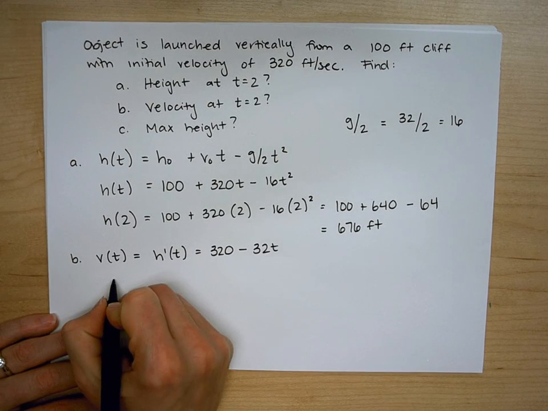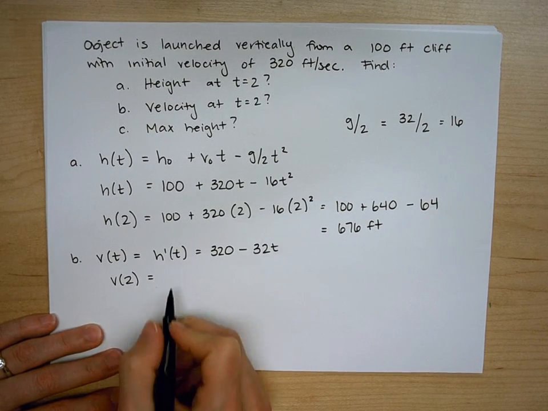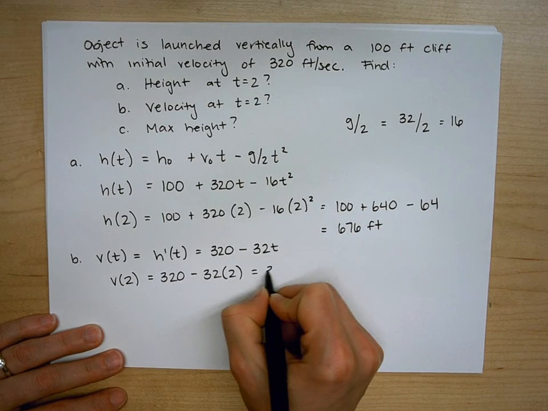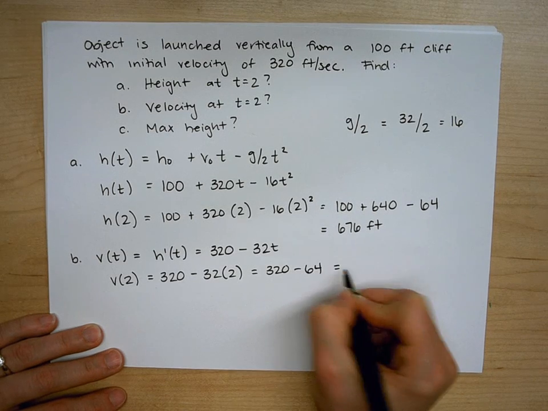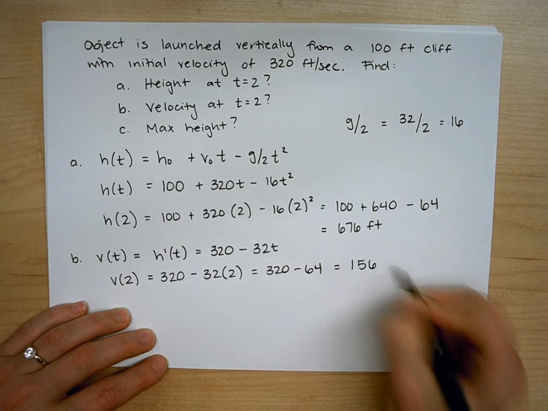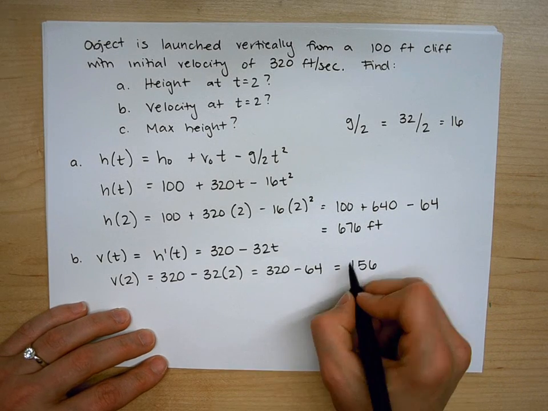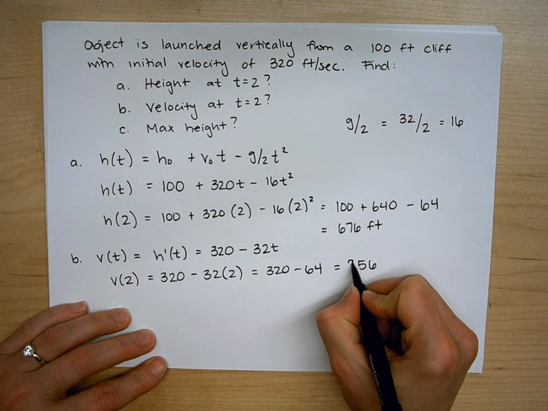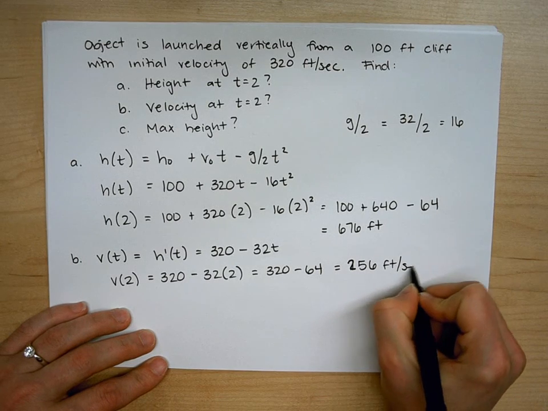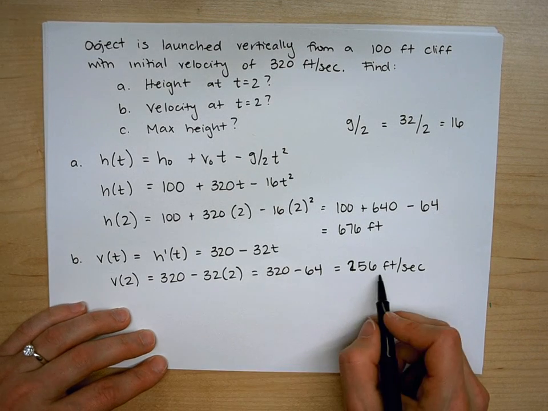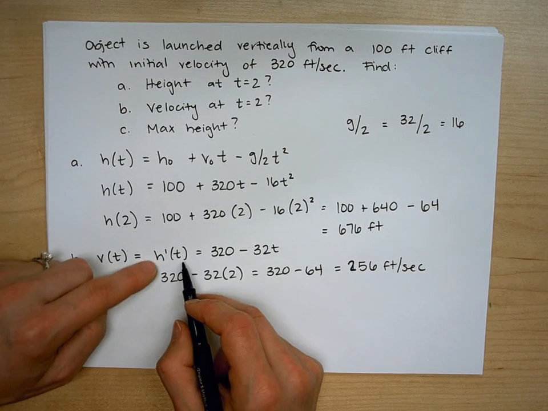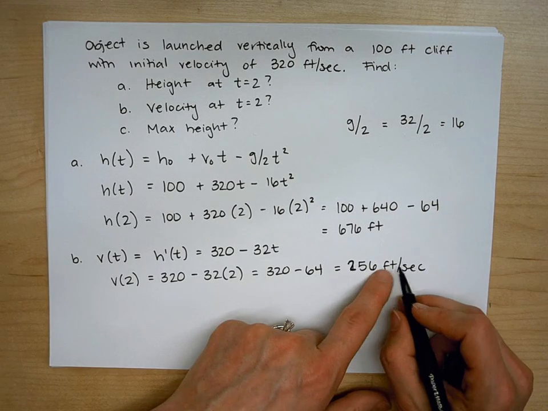Now I want to specifically know what the velocity is after 2 seconds. So I'm going to use this function, plug in 2, I get 320 minus 64. Okay, and after that I get 156. No, that's not right. Sorry, 256. Okay, and the units here would be feet per second, because we're talking about velocity. We're talking about the change in height over the change in time, so those units would be in feet per second.